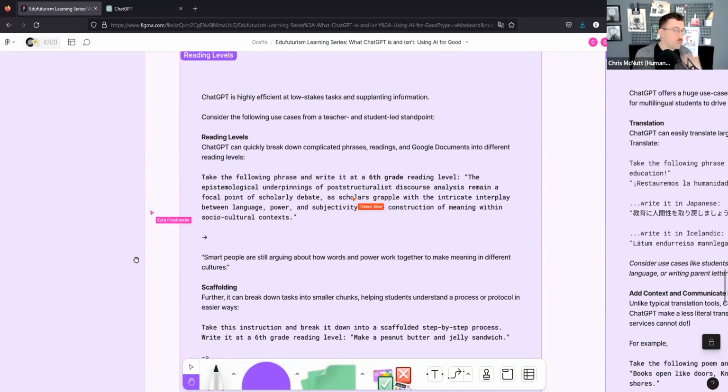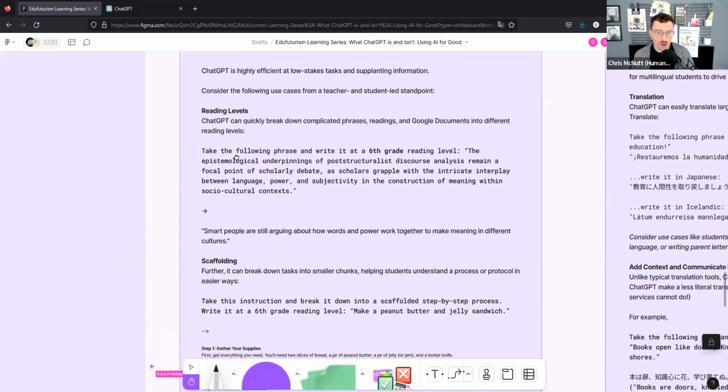And it was so much time to take all of that and transcribe the words into something that's easier, to make it more summarized, etc. ChatGPT is really good at complex tasks like this. So taking down those complicated phrases, readings, Google documents that you've made.